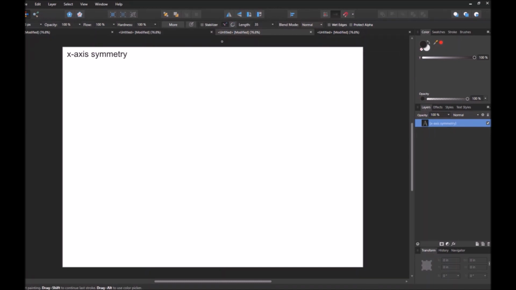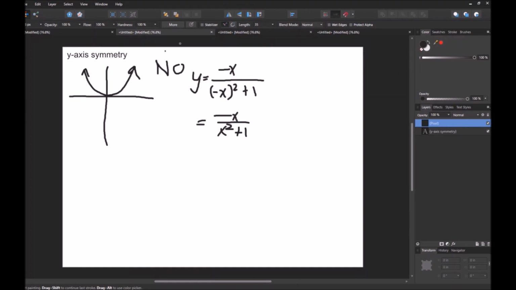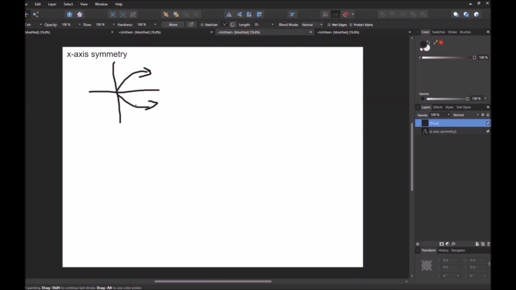Now let's go over to x-axis symmetry. Now if you recall, x-axis symmetry looks something like this. And just like how I was saying with y-axis symmetry, if we have this y value, let's call that y equals negative 2, and we have this y value, let's call that y equals 2. They both correspond to the same x value over here, meaning it's symmetric with the x-axis.